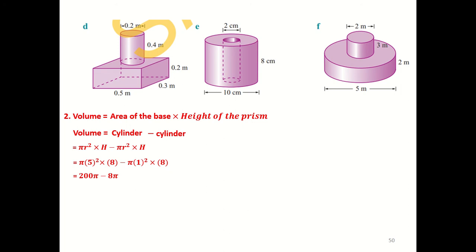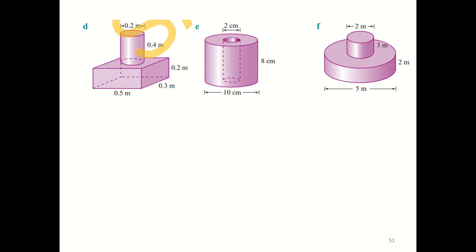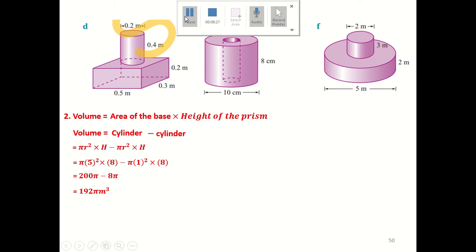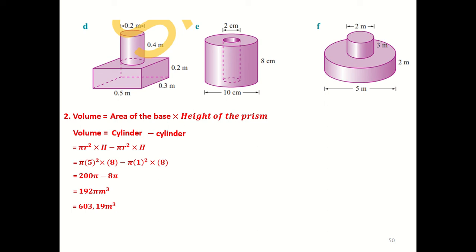You will simply take 25 multiplied by 8, it will give you 200. 1 squared multiplied by 8 will give you 8 pi. 200 pi minus 8 pi will be 192 pi. Okay, now you can simply simplify that further by taking that 192 pi and putting it into your calculator, and that will give you 603.19 cubic meters.